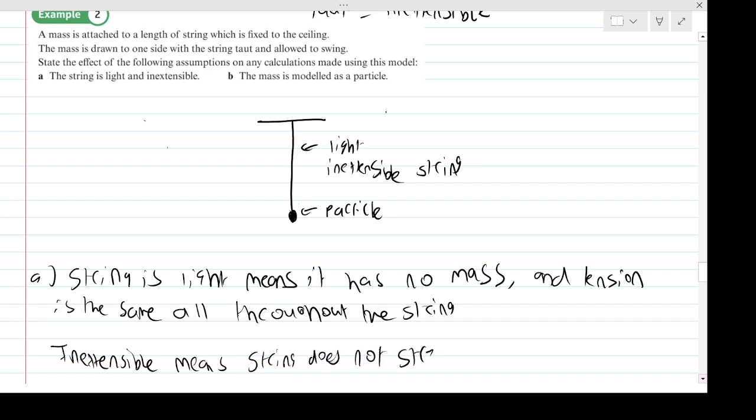So it's kind of like the rods of the seesaw example, where it's just completely rigid, it doesn't bend in any way. It's a similar sort of idea here with strings. So the string does not stretch in any way, it's just inextensible, no stretch on it or compression or anything like that. And you can see that here.